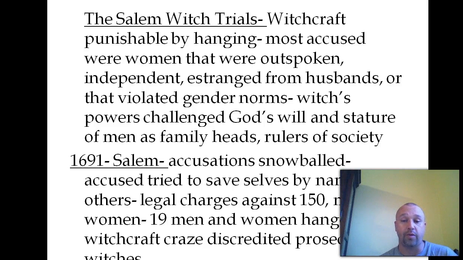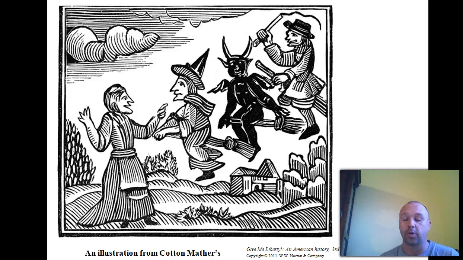Oftentimes, when a woman was accused of witchcraft, in order to save themselves, they would name others, usually unfounded, and there were legal charges against 150 different people in 1691, mostly women, and eventually 19 men and women were hanged as witches. But this witchcraft craze will discredit the prosecution of witches, and luckily this was a short period of time. Here's an illustration from Cotton Mather's.